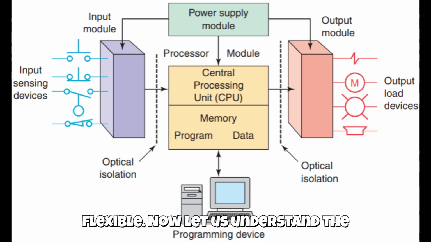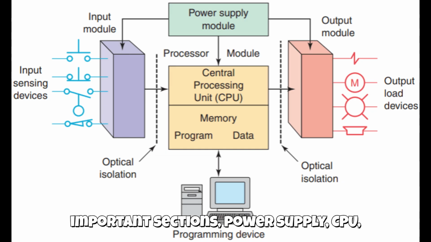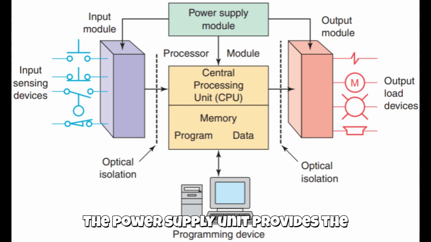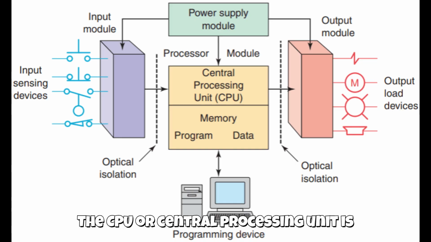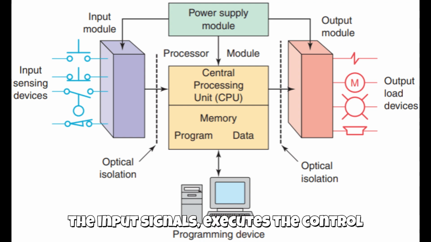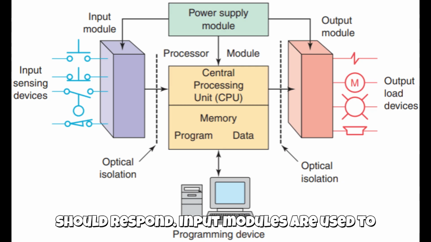Now let us understand the basic parts of a PLC system. A PLC mainly consists of four important sections: power supply, CPU, input modules, and output modules. The power supply unit provides the required DC voltage to operate the PLC. The CPU, or Central Processing Unit, is the brain of the PLC. It reads the input signals, executes the control program, and decides how the outputs should respond.